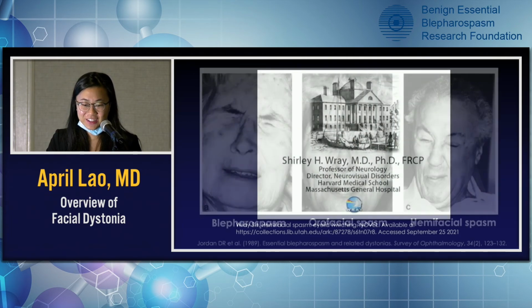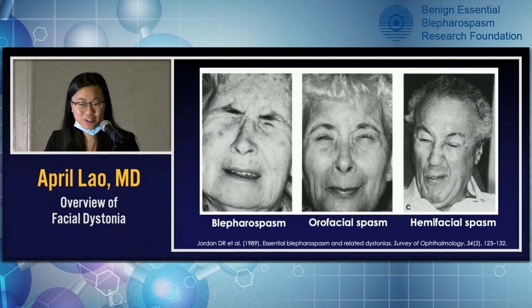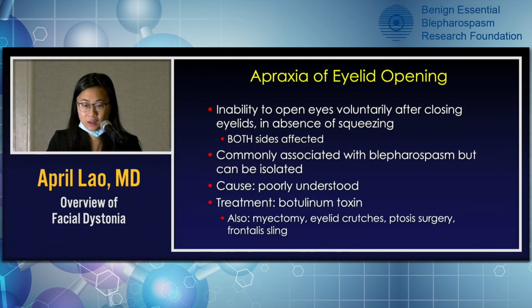Really great result there. So this is just a visual representation of all three that we've talked about so far. Blepharospasm, just the eyelids, both sides; the orofacial spasm, upper and lower, both sides of the face; and hemifacial spasm, upper and lower, but just one side of the face at a time. And then in its own category is apraxia of eyelid opening.